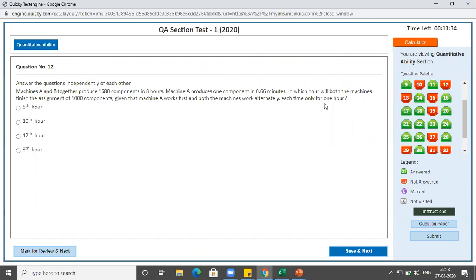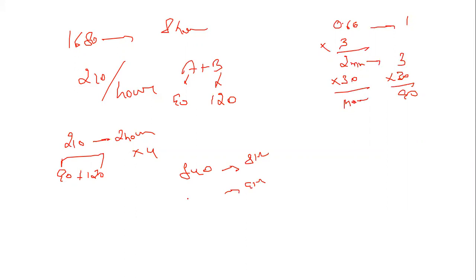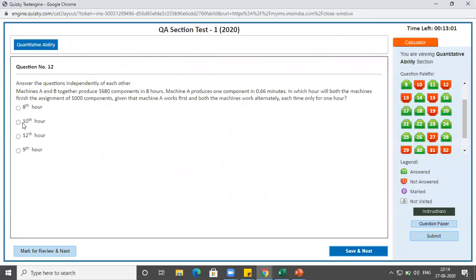In which hour will both the machines finish the assignment of 1000 components, given that machine A works first and both the machines work alternately, each time only for 1 hour? Okay, machine A is working first. So इसने 90 बनाए, इसने 120 बनाए. Okay. मिलकर दोनों ने 210 बनाए 2 घंटे में. Because now they are working alternately, 210 into 4 कर दूंगा मैं. I'll come up to 840. Okay. 840 बन चुकी हैं 8 घंटे में. 9th hour में मेरे पास 840. Okay, 10th hour is the answer.